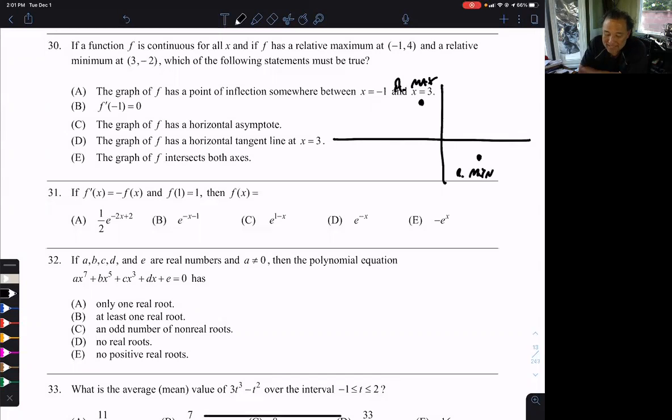Okay, what must be true? Okay, the function's continuous everywhere. And we could have other relative max and mins, we don't know, but we know for sure they have them there.